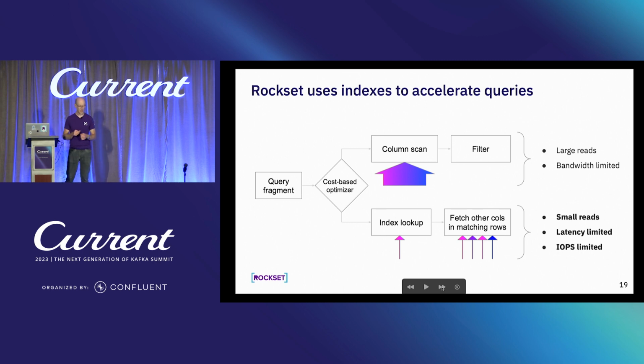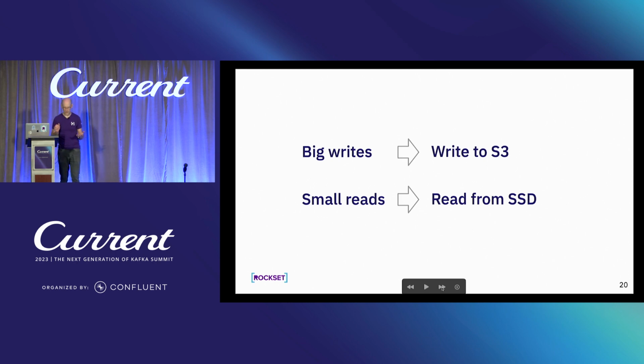So the first case is you're doing large reads and you're bandwidth limited. That's kind of the easy mode for building a disaggregated store. The harder mode is when you have to do small reads and you're latency limited and you're IOPS limited. So this is the challenge that we face. The trick, or the simplifying insight, is that we don't actually need small writes or fast writes. We only need big, slow writes, and we need small, fast reads. So we can write to S3 and get our durability, so long as we can read from flash.